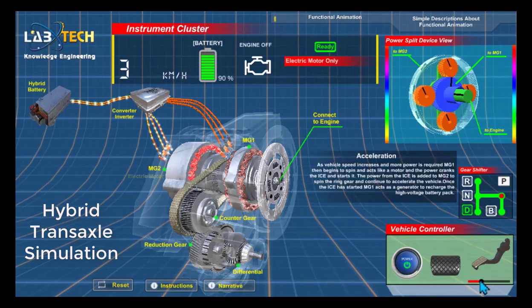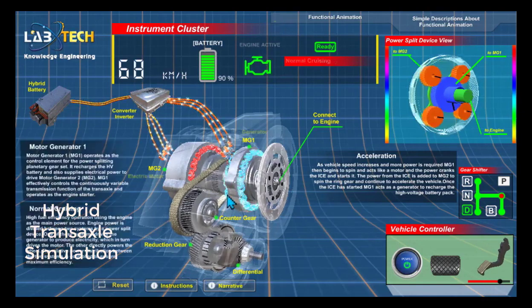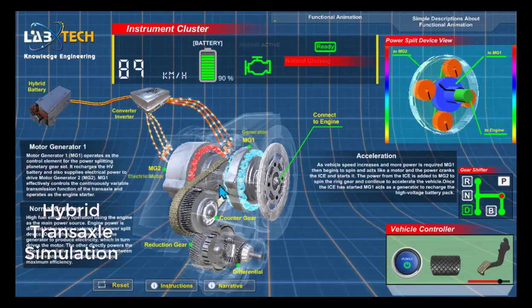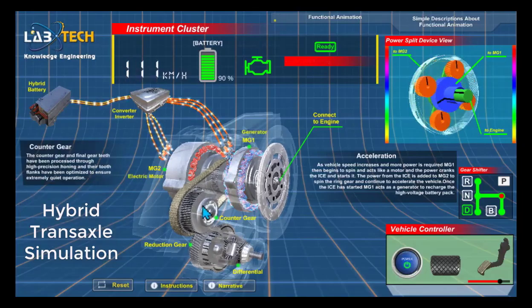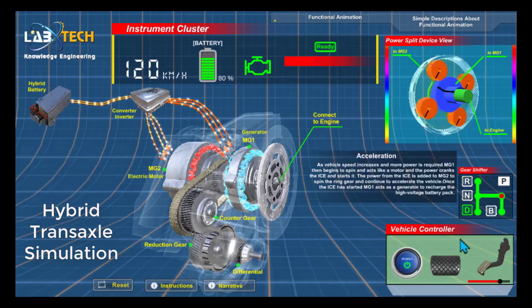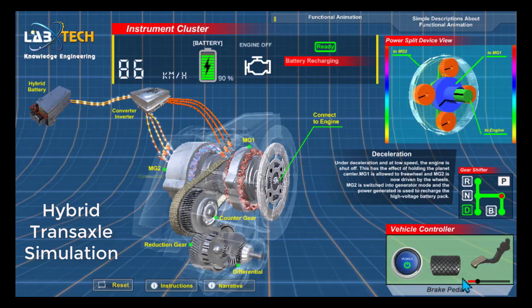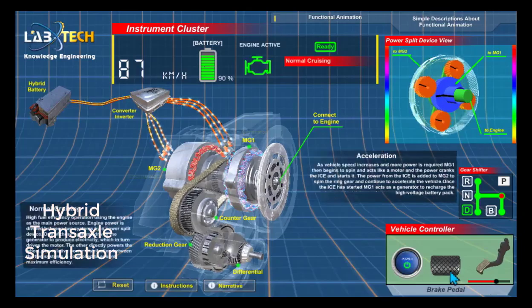We can see then under different rotational speeds what happens between the motor and the generator and the engine too, where the engine is connected. But here we're focusing on the electrical part of the hybrid unit. And we can see how this very interesting part of the hybrid vehicle works, where everything comes together from the motor, the generator, and the engine, and how the power is shifted and transmitted to the wheels.